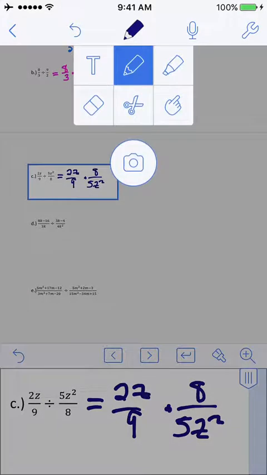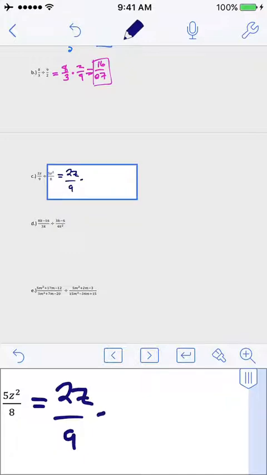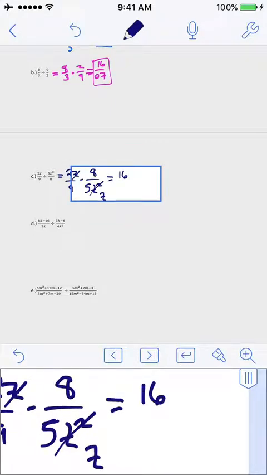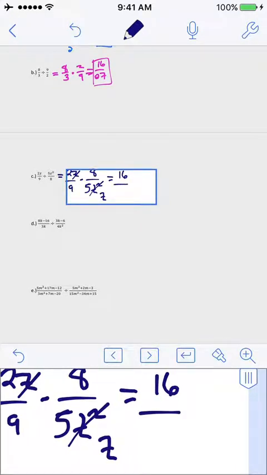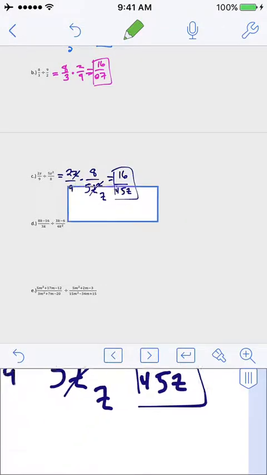My z's are horrible, so I'm going to rewrite that. So 2z over 9 times 8 over 5z squared. Okay, cool. None of these are even binomials, so this is still pretty easy, right? 9 and 8, nothing cancels. 5 and 2, nothing cancels. But I do have a z and a z squared, and that will give me 1z down here. So I end up with 16, 2 times 8, over 5 times 9, which is 45, and a z. There's my final answer. Easy peasy, lemon squeezy.